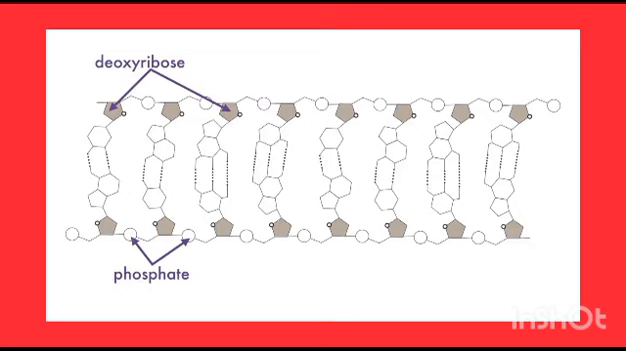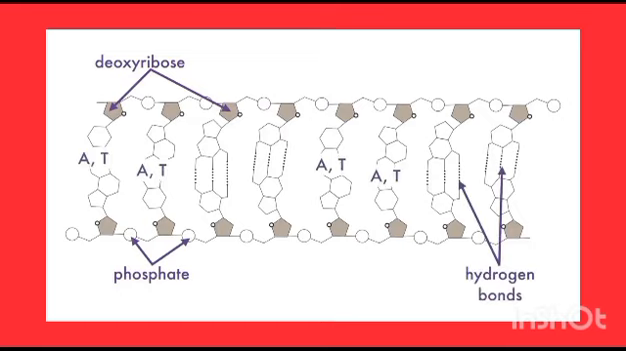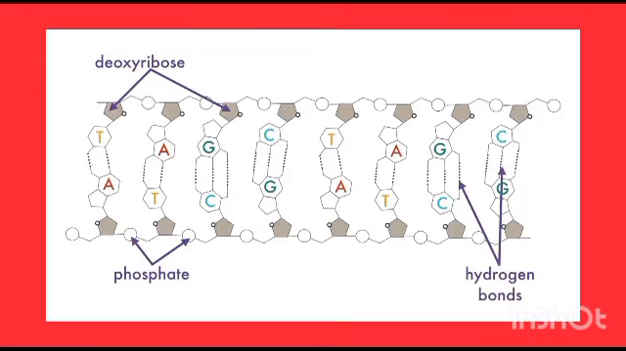AT2CG3. So the nucleotides with 2 hydrogen bonds must be A and T, and the ones with 3 are C and G. To tell which one is which, you need to know that pyrimidines have 1 ring and purines have 2. So cytosine and thymine are the pyrimidines, so they're the 1-ring bases. Adenine and guanine are the 2-ringed bases. And now you have a labeled DNA molecule.